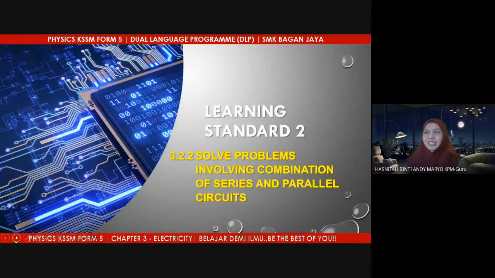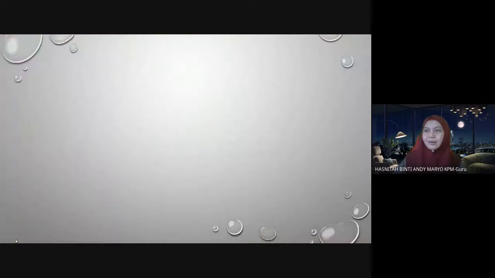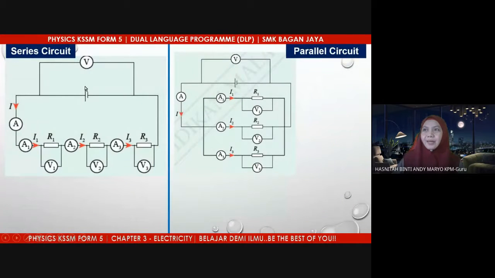Okay, students. Now let us continue with our second learning standard. We have done our module page 1 and page 2, the first learning standard. Now, to solve problems involving combination of series and parallel circuits. You can get ready with your calculator because we have a lot to calculate here. Are you familiar with this circuit? You can find this one in your textbook. On the left is an example of a series circuit. On the right is an example of a parallel circuit.